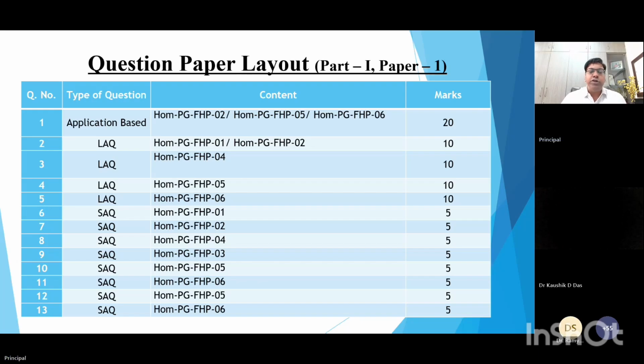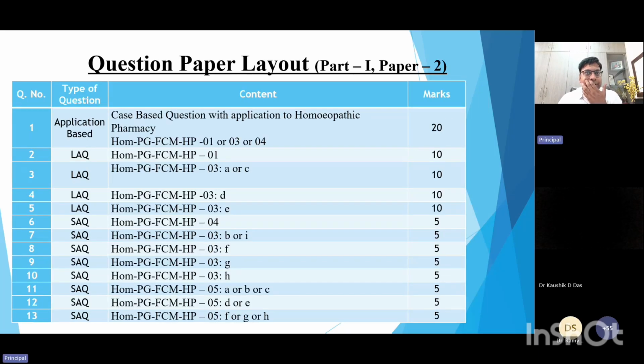So this is for the question paper setters under different universities. This table will help you in how to select and draft the question paper. This is the question paper layout for paper 2. Similarly for paper 1 and paper 2 of part 2 also.